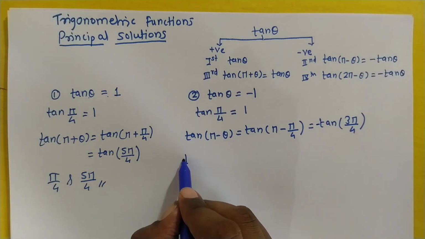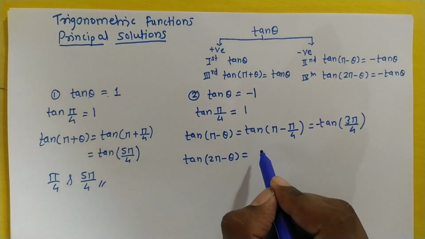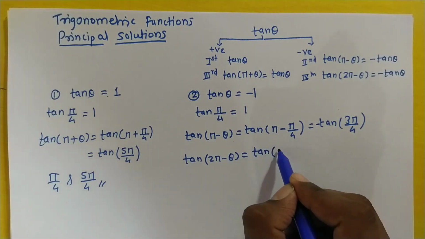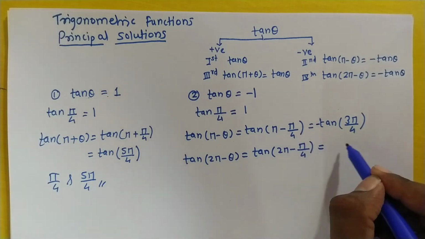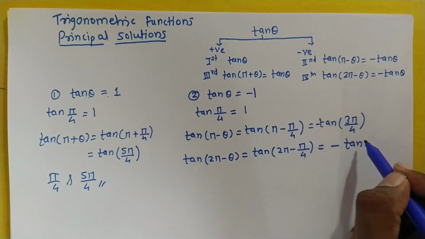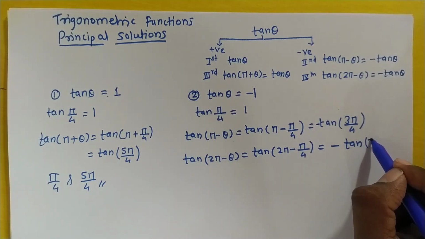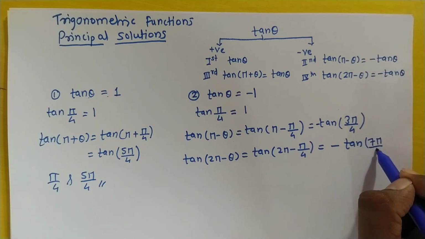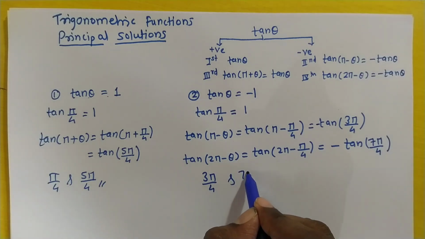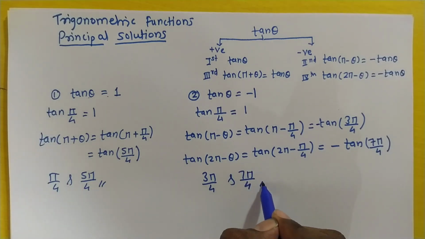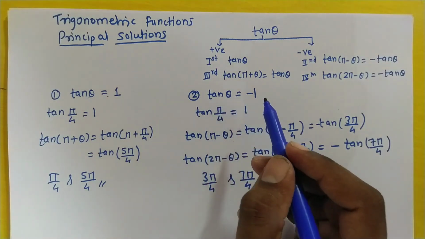For the fourth quadrant, tan(2π - θ) = tan(2π - π/4), so it is equal to -tan of, after cross multiplication, 7π/4. So 3π/4 and 7π/4 are the principal solutions for the trigonometric equation tan θ = -1.